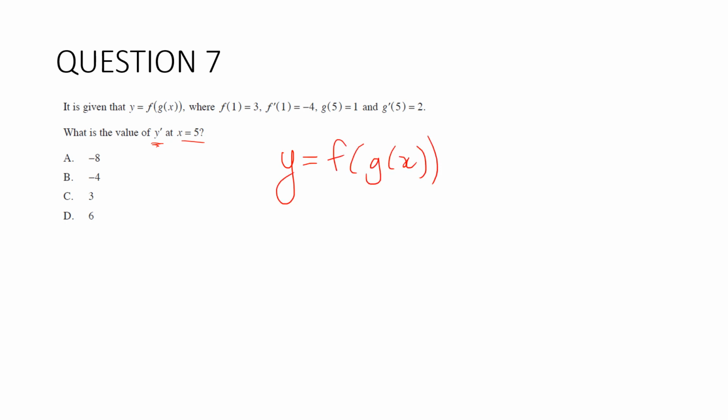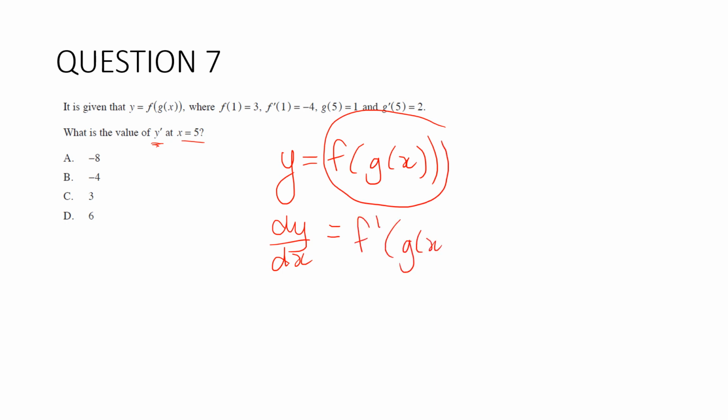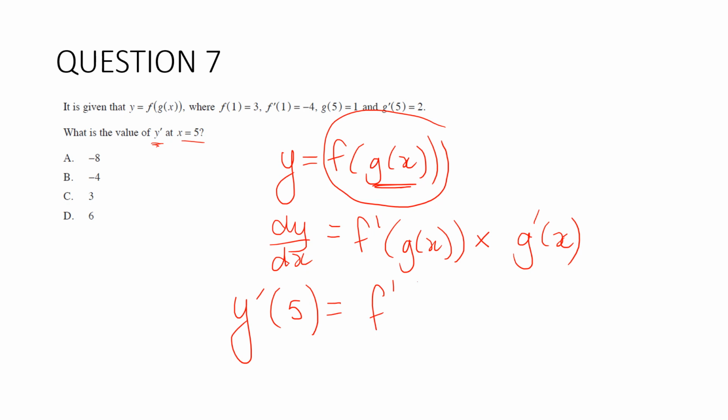So we're going to do dy/dx is equal to, we're going to differentiate the outside function, which is f' of g of x, and then times by the differentiation of the inside function. All right, we'll write it like this actually, y' of 5. So we've got f' of g of 5 times g' of 5.